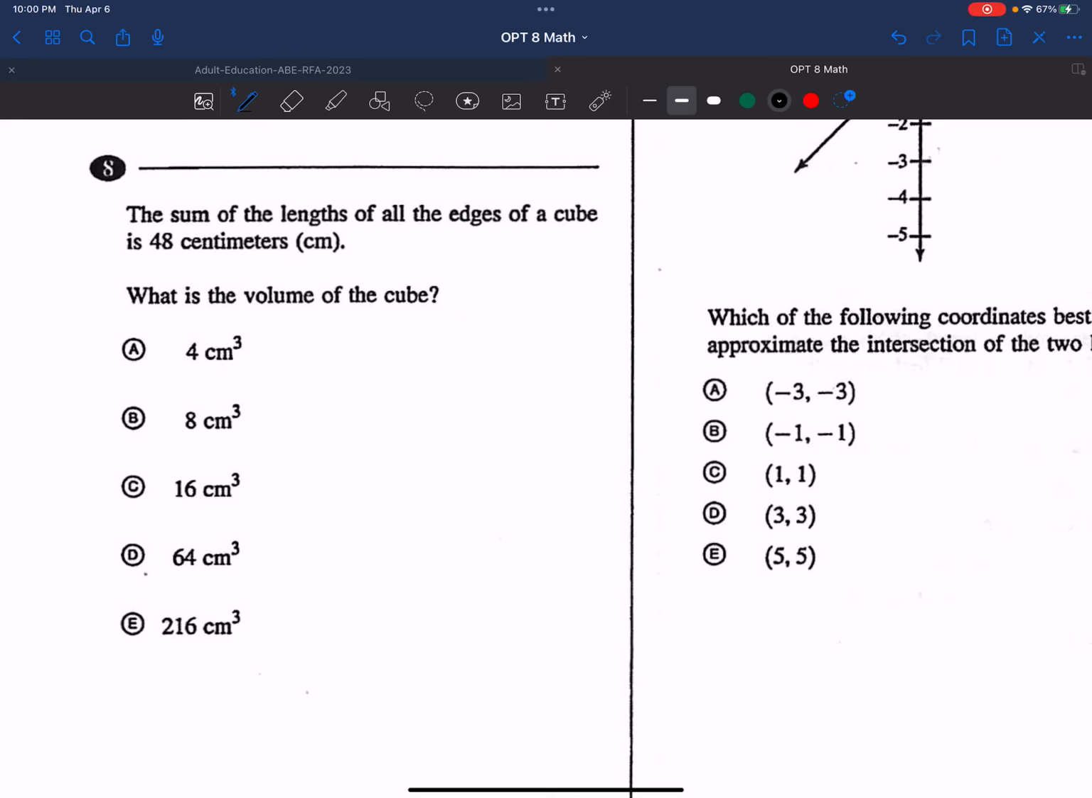Number 8. The sum of the lengths of all the edges of a cube is 48 centimeters. What is the volume of the cube?